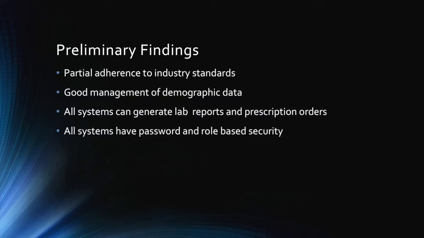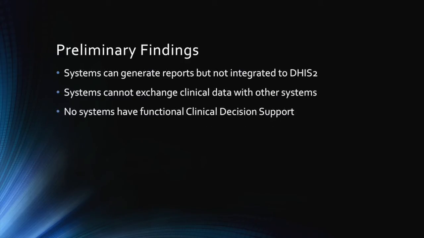But in terms of things like encryption of backups and real data security, we found that some of the systems were a bit lacking. The systems can generate reports, so aggregated reports of what's going on, so how many people have been admitted with a certain condition. But they're generally not integrated into the government system, which is called DHS2. And so I'll talk a little bit about DHS2 in a minute as well. But the idea should be that they can electronically send data up to the government on how they're doing. But currently what they do is they run a report on the computer and then they fill in forms or they print off forms and then send them up and then they get transcribed in.